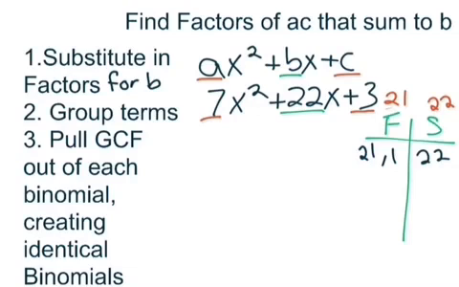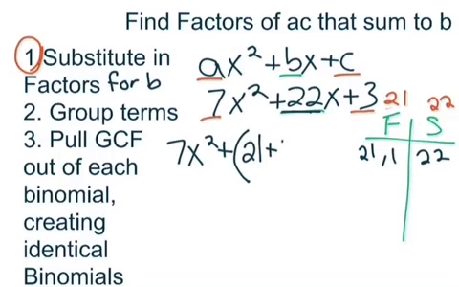Now we start following our steps over here. Once we find those factors, we're going to substitute in those factors for b. So we're going to rewrite our trinomial here, 7x squared plus, and now instead of the 22, because that's our b term, we're going to put parentheses. We're going to put 21 plus 1. That's the same thing as 22, so that's fine.